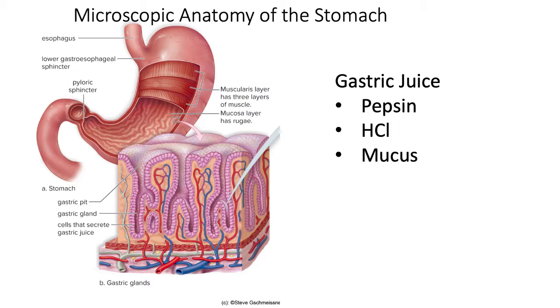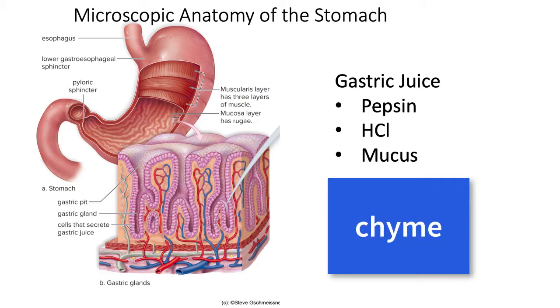Pepsin and HCl will chemically digest the food in the stomach. When food is mixed with gastric juice, it forms a very acidic, soupy material called chyme. The pyloric sphincter makes sure that only about 5 milliliters of chyme enters the small intestine at a time.